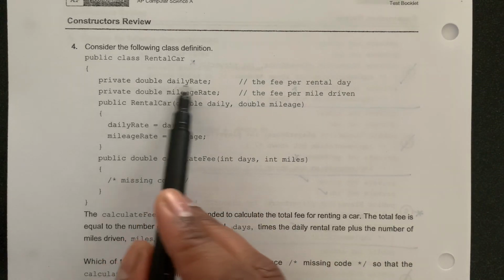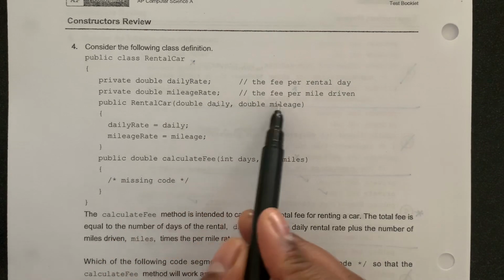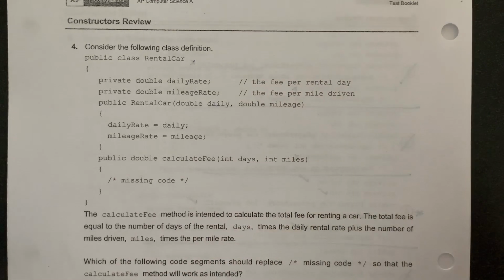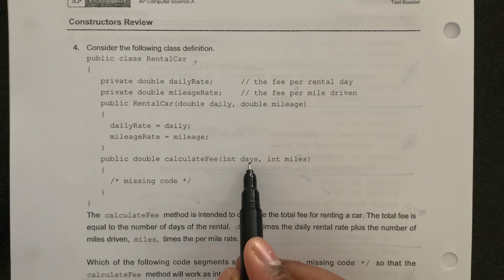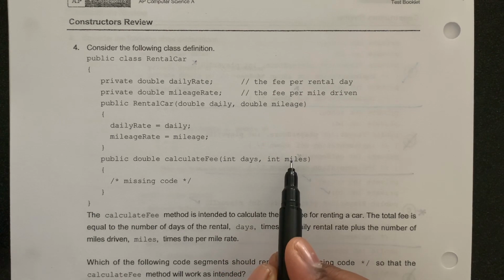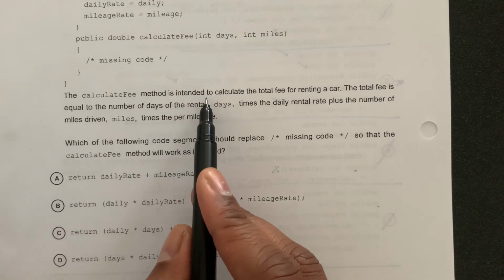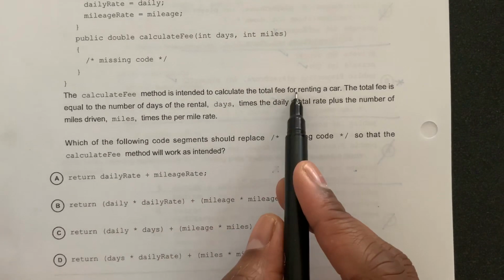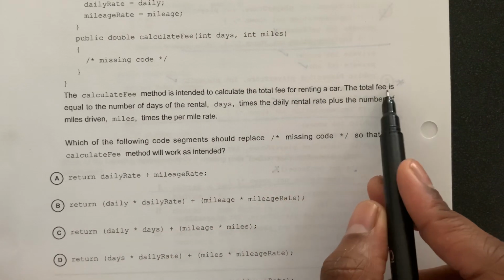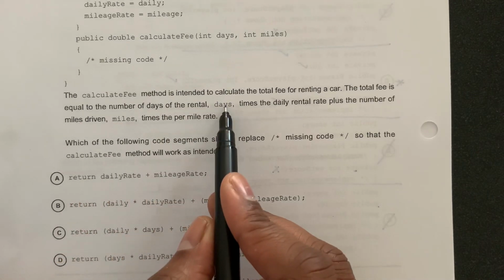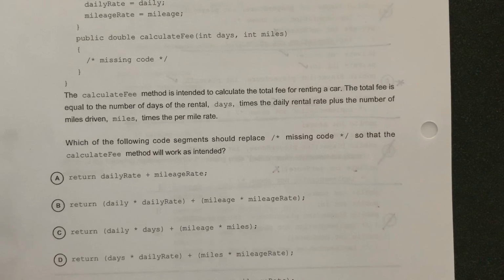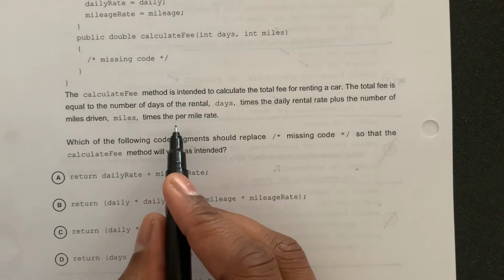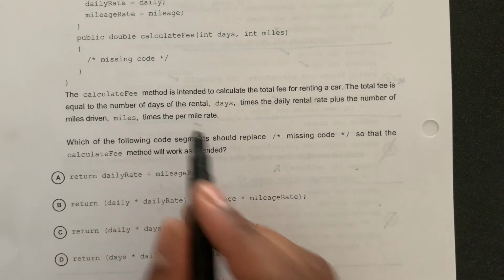You can see that we assign the instance variables to the parameters passed to the constructor. And then we have this method, calculateFee, that takes days and miles as inputs. So the calculateFee method is intended to calculate a total fee for renting a car. The total fee is equal to the number of days times the daily rental rate plus the number of miles driven, miles times the per mile rate.